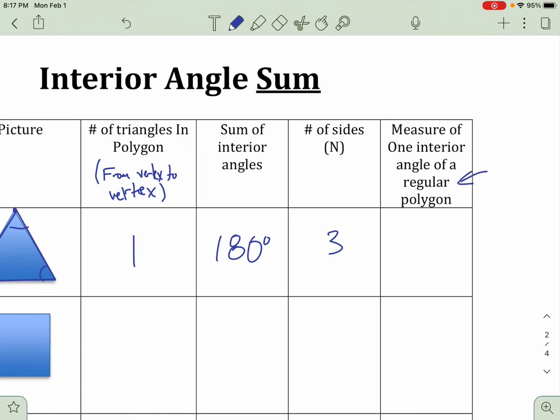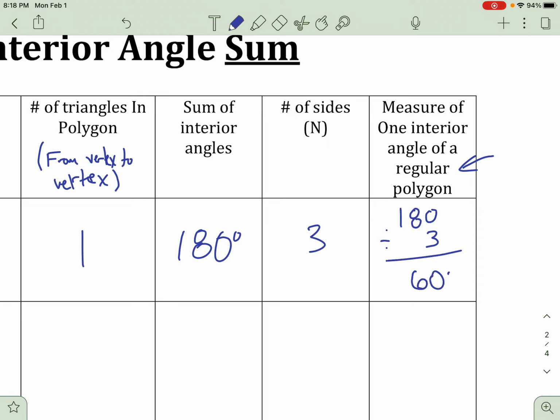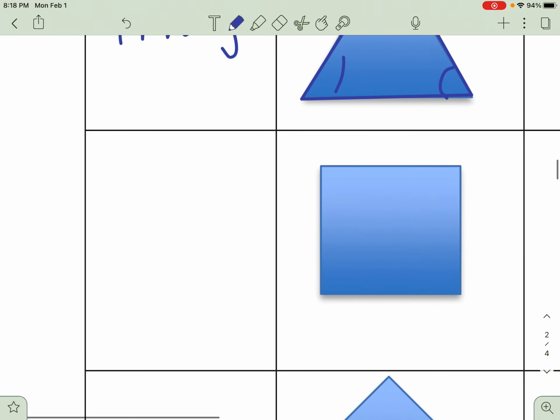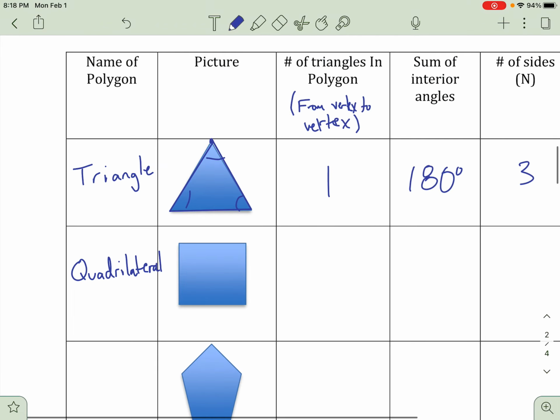All right, so what is the measure of one interior angle of a regular polygon? Which means all the angles are the same, all the sides are the same. Well, you just take the total divided by 3 because there were three angles, which gives you 60 degrees. Okay, so 60 degrees in a regular triangle. All right, how about a four-sided shape? In fact, that's our last unit. It's called a quadrilateral.